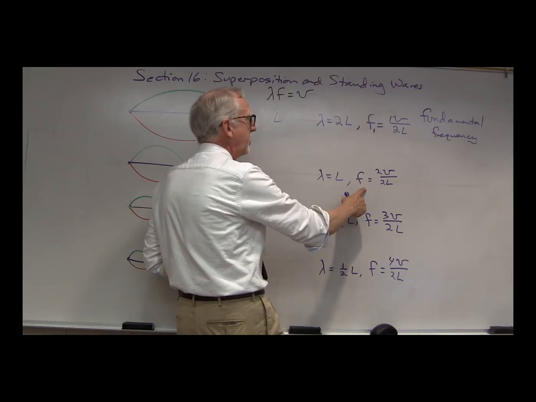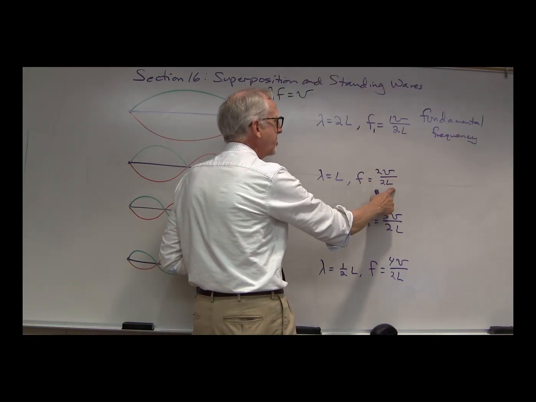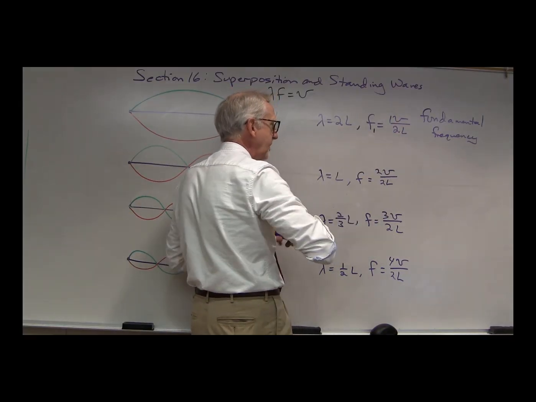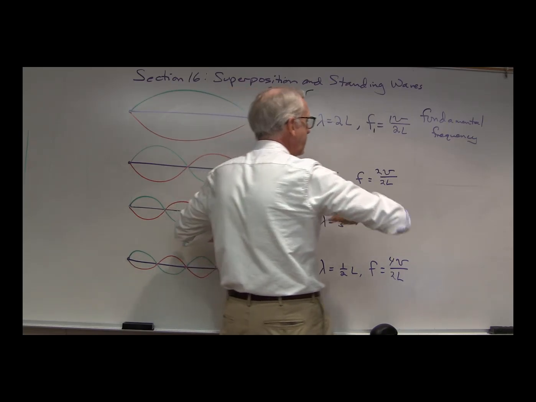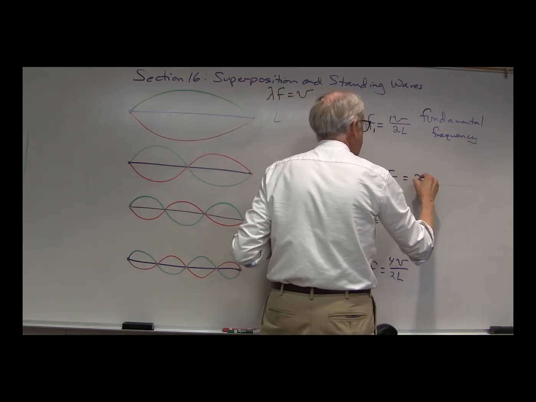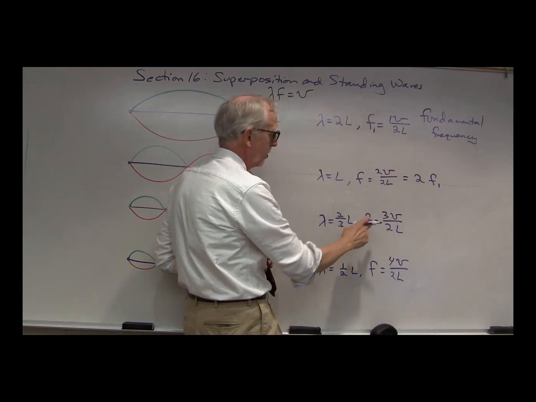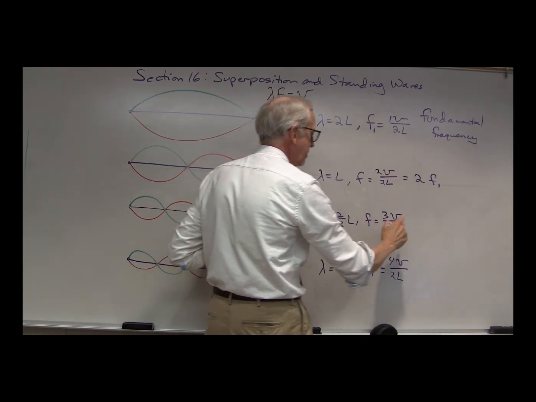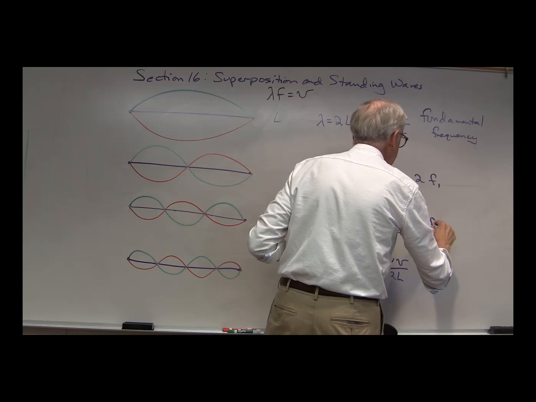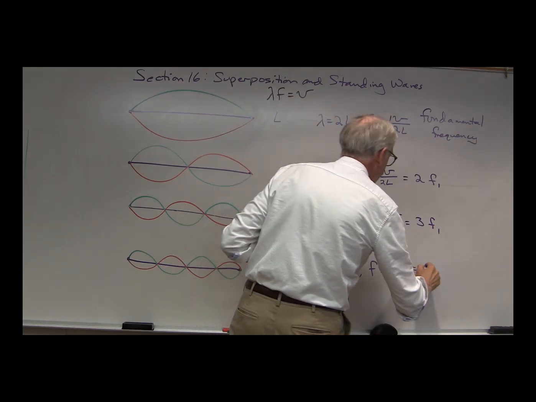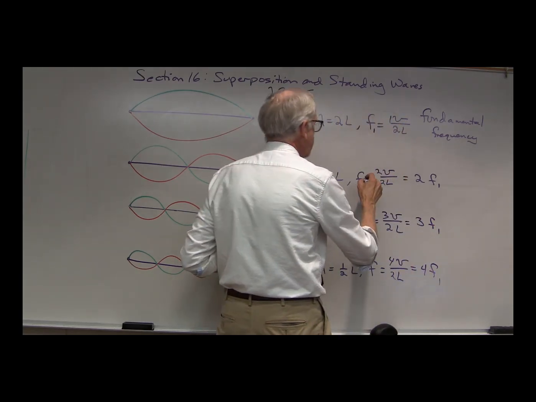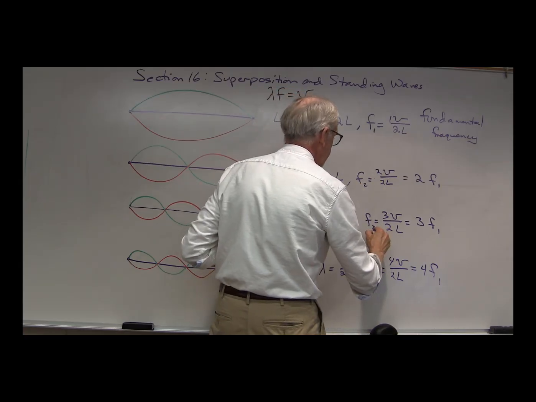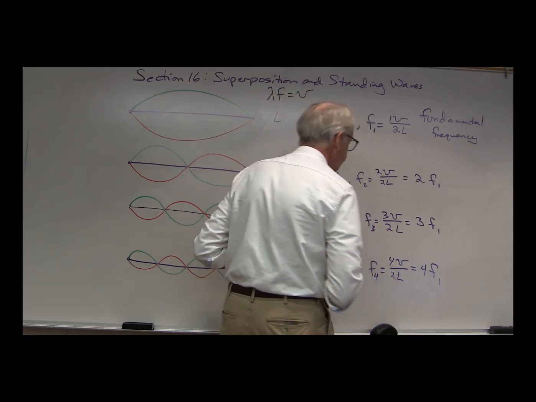And then what's this? Well, this is 2 times V over 2L. That V over 2L is our fundamental frequency. So this frequency is 2F1. Well, this is 3 times V over 2L. This is 3F1. This is 4F1. So this is the frequency of mode 2, frequency of mode 3, frequency of mode 4.